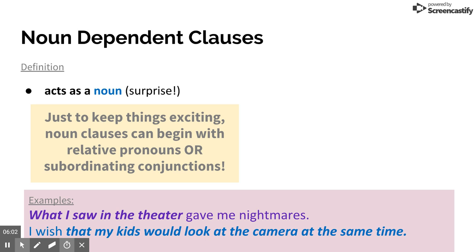Noun clauses can also act as direct objects, as in the blue sentence. I wish that my kids would look at the camera at the same time. And in that case, I is the subject, wish is the predicate, and that my kids would look at the camera at the same time is a noun clause that functions as a direct object.